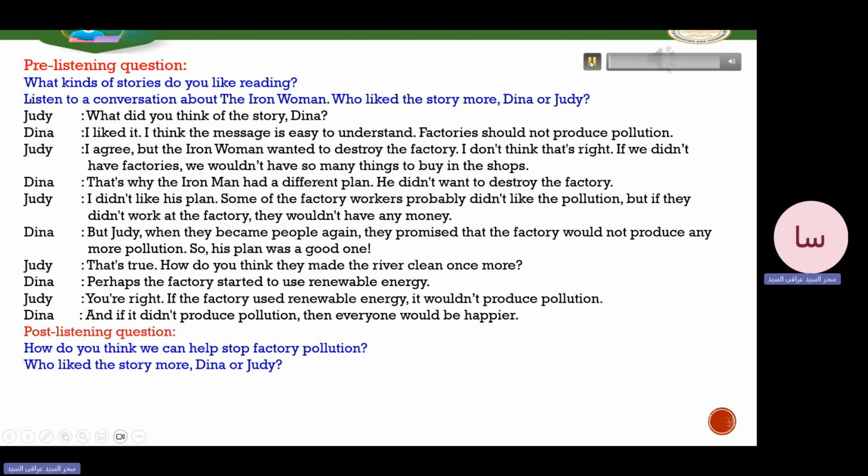Student's Book, Unit 9, Lesson 3, Exercise 5. Listen to a conversation about the Iron Woman. Who liked the story more, Dina or Judy?